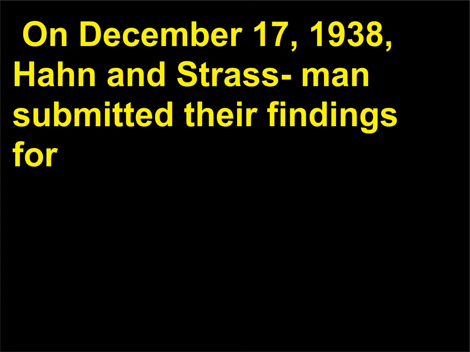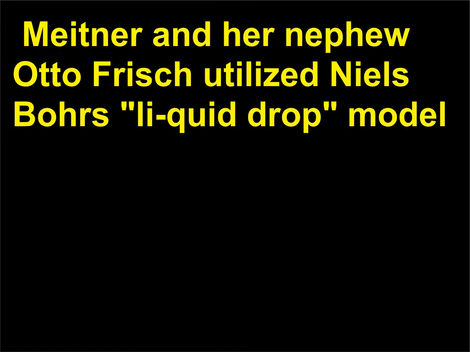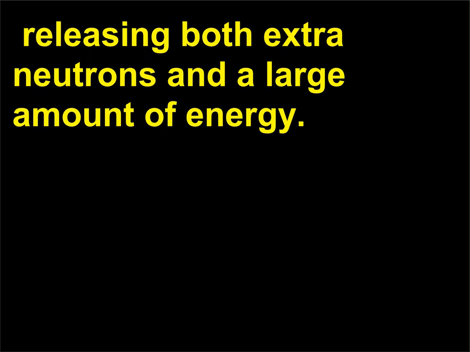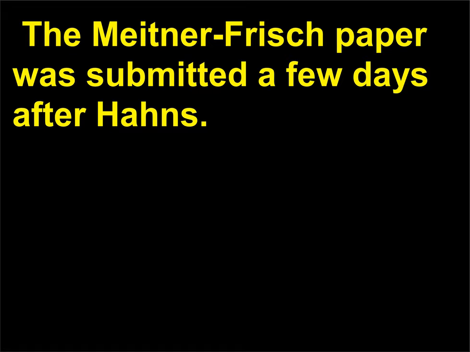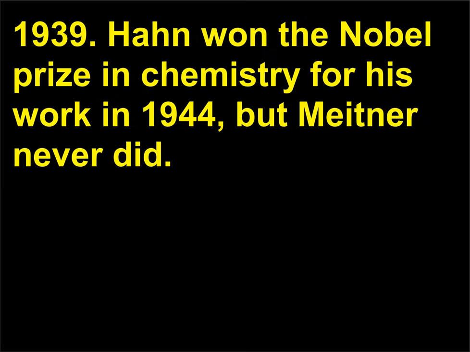On December 17, 1938, Hahn and Strassmann submitted their findings for publication but admitted that they had no explanation for the appearance of barium. Meitner and her nephew Otto Frisch utilized Niels Bohr's liquid drop model of the nucleus and Einstein's E equals mc² equation to propose that the nucleus had split into two, releasing both extra neutrons and a large amount of energy. The Meitner-Frisch paper was submitted a few days after Hahn's. Frisch returned to his laboratory in England and confirmed Hahn's result in January 1939. Hahn won the Nobel Prize in Chemistry for his work in 1944, but Meitner never did.